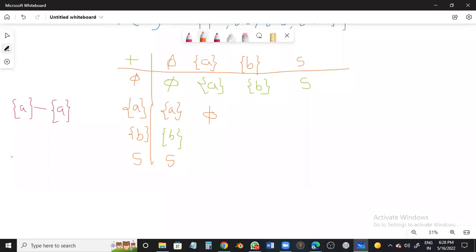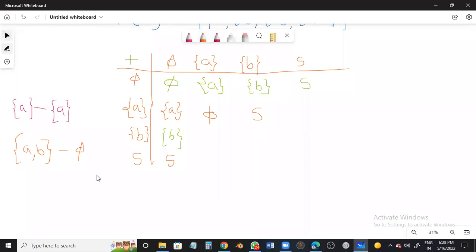Okay. What about singleton A plus singleton B? The union is AB, and from that you are subtracting the intersection. So you are subtracting phi, which means this set is going to be S. Am I right? What I did first, I took the union. A and B, union is AB. And from that, I subtracted their intersection. What is their intersection? Empty set. So I got the complete set S over here.